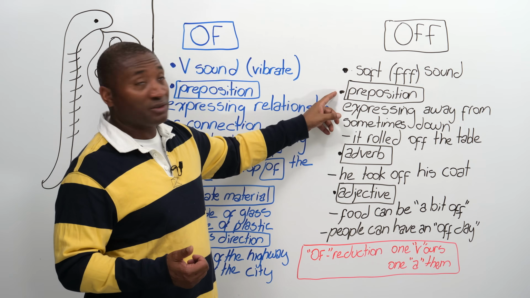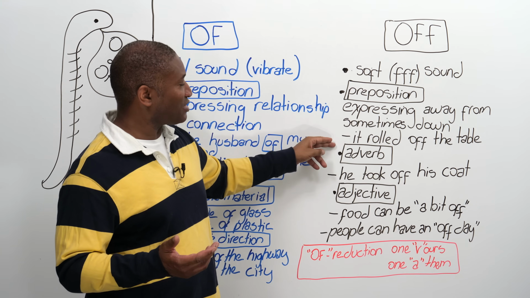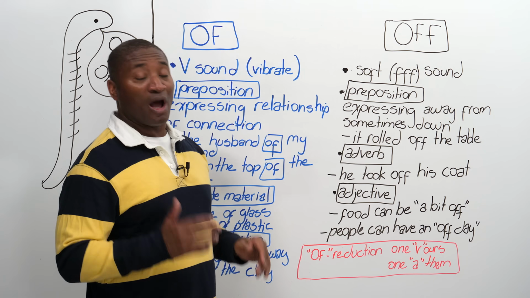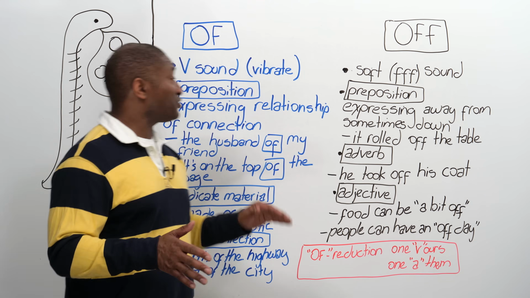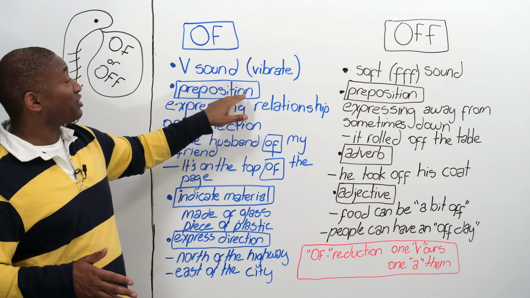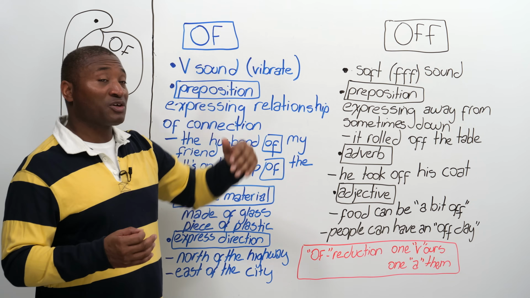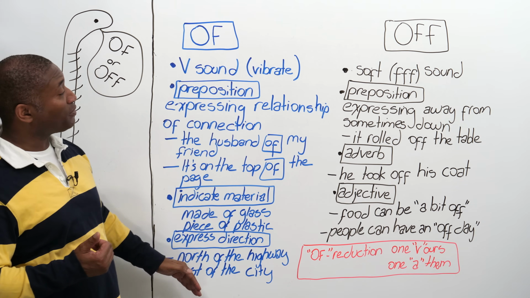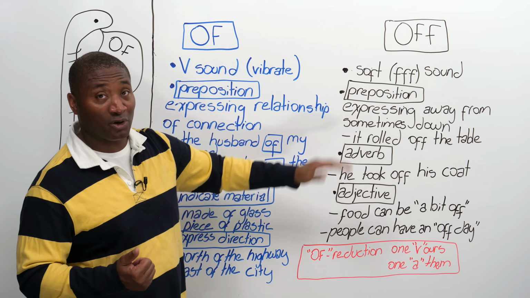Off is a preposition, we use it in phrasal verbs, but it also has adverbial and adjective meanings. And we'll go over all of those together. But let's start over here, now that we've got it down, what do they sound like, the difference. And we're saying that they're both prepositions. Let's go through and see how this is further a preposition and the differences we'll find on of.